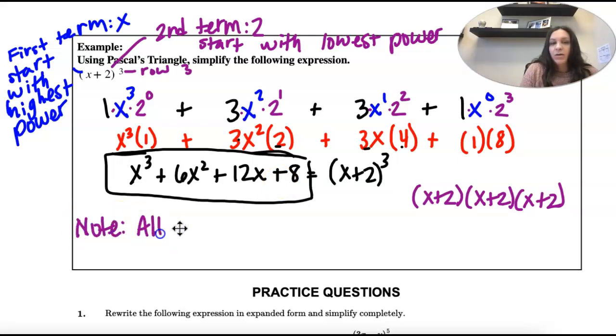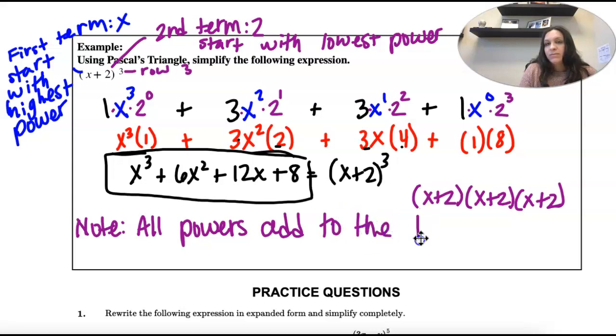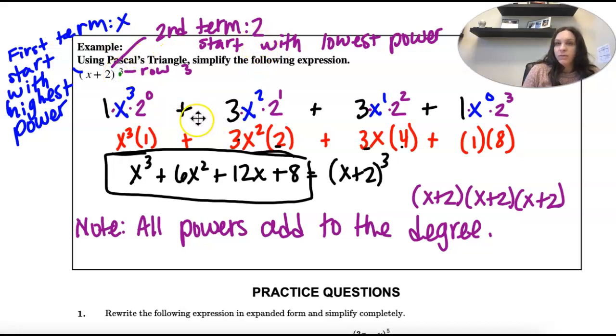Okay, last thing I want you to note: all the powers add to the degree. I'll show you what that means. This is degree 3. You know you're doing it right if 3 plus 0 is 3, 2 plus 1 is 3, 1 plus 2 is 3, 0 plus 3 is 3. Always keep that degree in mind.